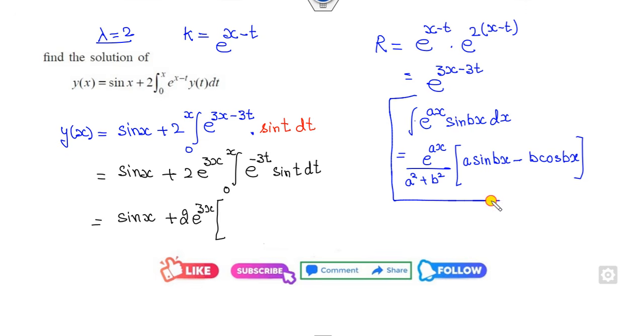Fine. Now you can substitute here. a is my minus 3, so e raised to power minus 3t. b is my 1, so 9 plus 1, 10. a is minus 3 sine, b will be my 1, cos b into t, that is 1, from 0 to x. Now you can substitute this value, upper limit and lower limit, you will get the right answer of this problem.